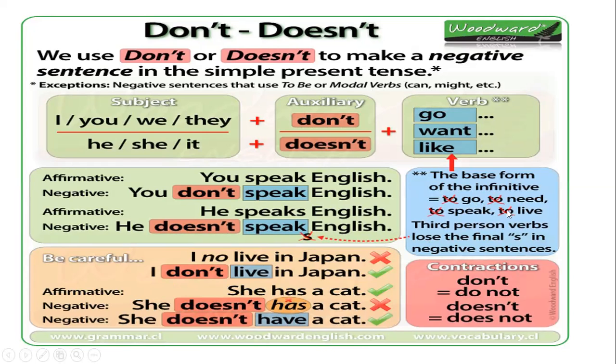Okay, in this case, cuando vamos a hacer un negativo, no decimos, you don't to speak. No, decimos you don't speak, no le agregamos to, ¿verdad? Sino que solo la forma base del verbo. And remember that the contraction don't is equal to the full form do not. The contraction doesn't is equal to the full form does not.